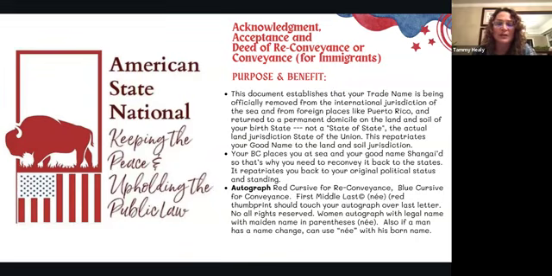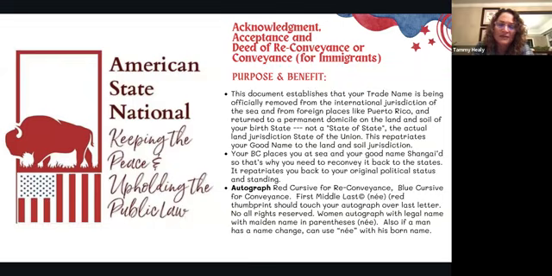Your birth certificate places you at sea and your good name shanghaied, so that's why you need to reconvey it back to the States. It repatriates you back to your original political status and standing.